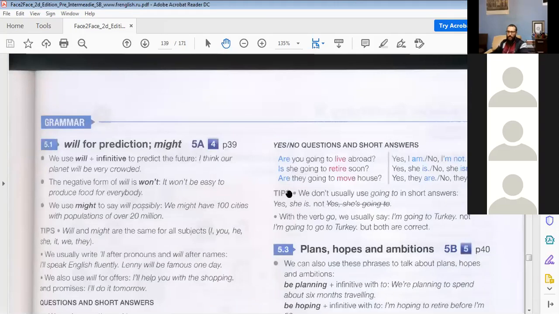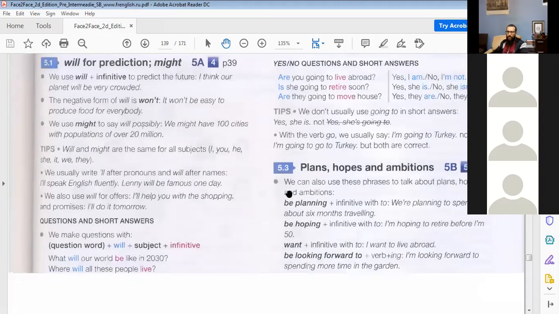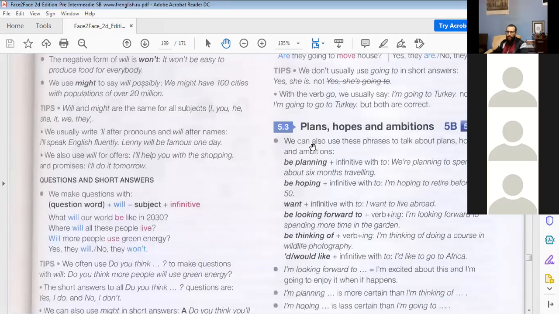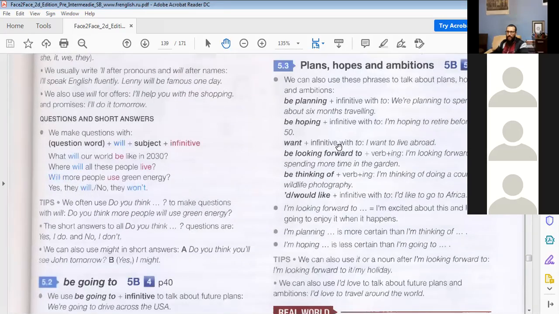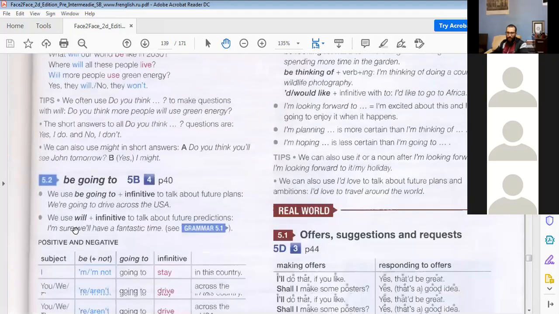All right, here it is. All right, so 5.3. It says we can use these phrases. Let's see the one before it. Okay, this one is repeated.